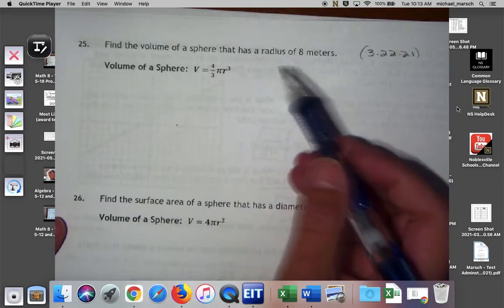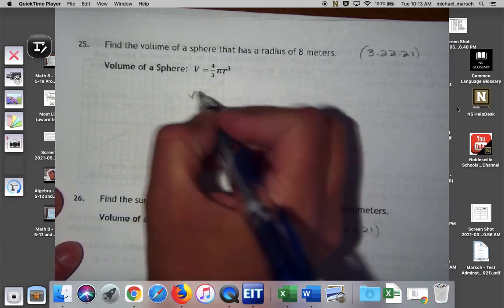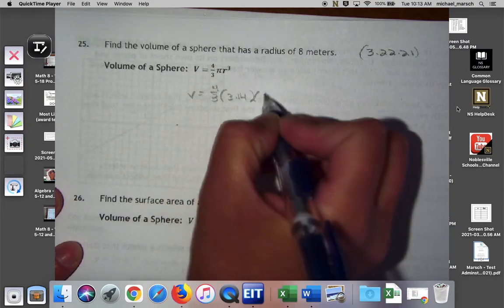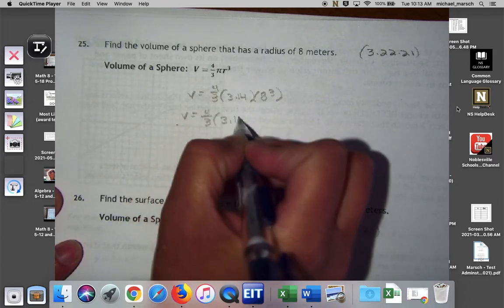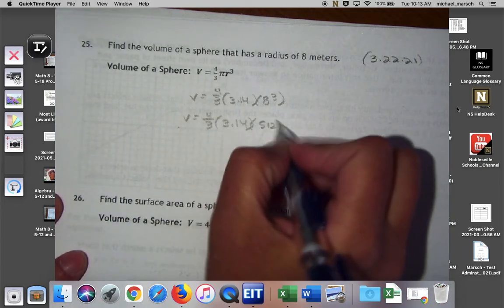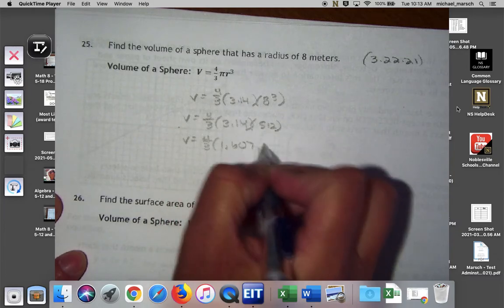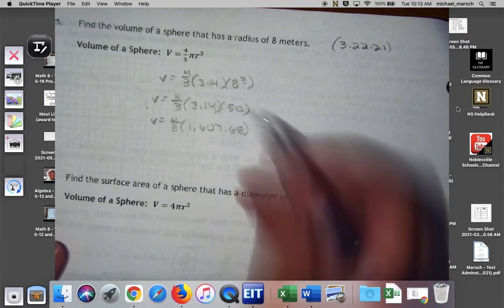All right. Number 25, find the volume of a sphere that has a radius of 8 meters. Perfect. All I need is the radius. So volume equals 4/3 of pi times 8 cubed. Volume equals 4/3 of 3.14 times, what is 8 cubed? 512. Volume equals 4/3 of 1,607.68. Remember, to find 4/3 of something, I multiply times 4.